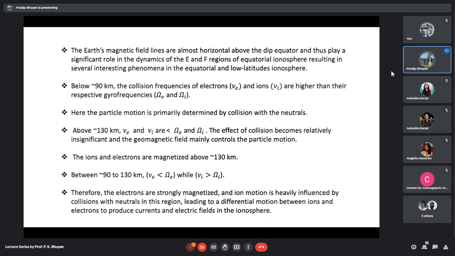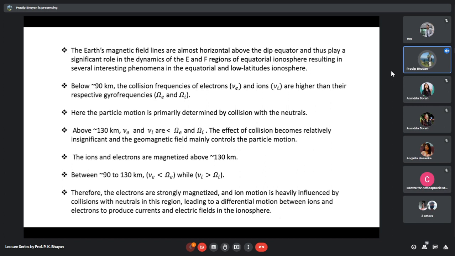So as a result, there will be charge separation. Differential motion. The ions will move at a different speed. The electrons will move at a different speed. So if there is a differential motion, you always have charge separation, say electrons are moving faster than the ions, or ions are moving faster than the electrons. So what happens? There will be charge separation, and once that charge separation takes place, an electric field will be set up between a positive charge and a negative charge.